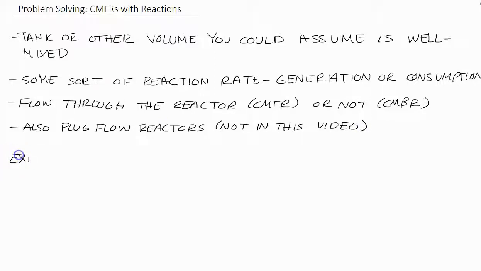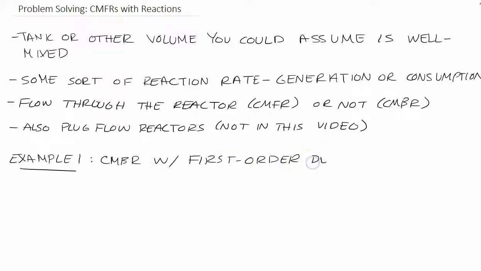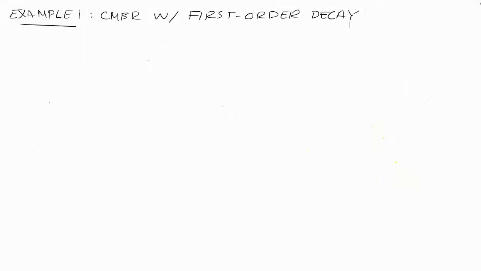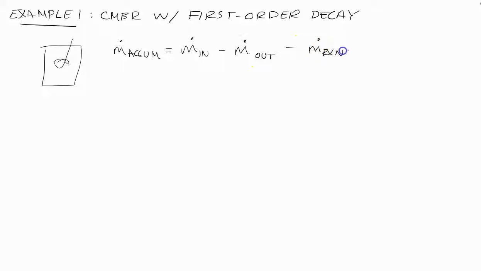The first example is a completely mixed batch reactor with first order decay. I'll do a sketch here of a batch reactor. It has no flows in or out. That's what a batch reactor is. But I do have a reaction here, which is a decay. So my reaction term is going to be negative because the concentration of whatever I am looking at is going to be decreasing. I can write this out.